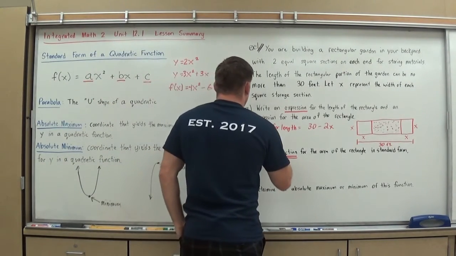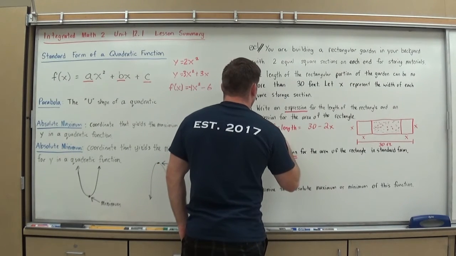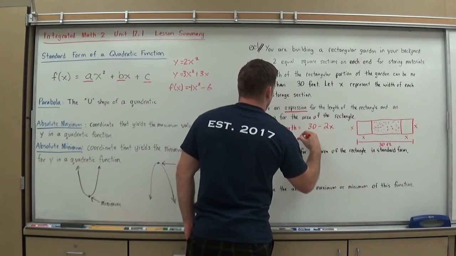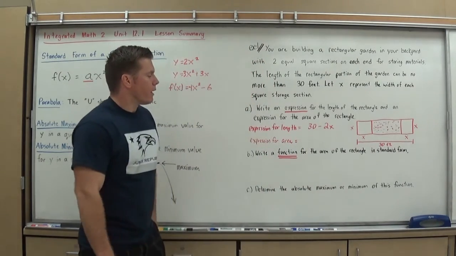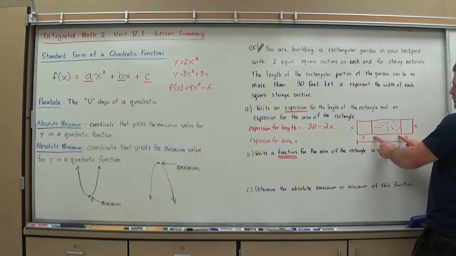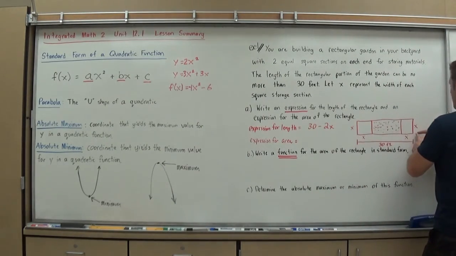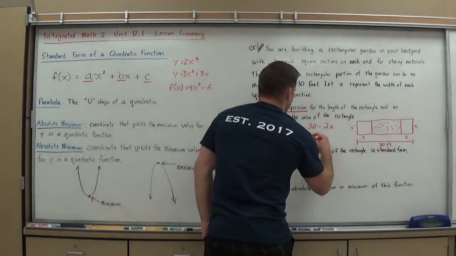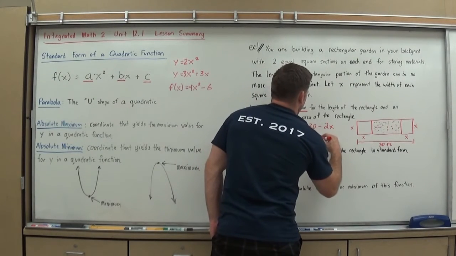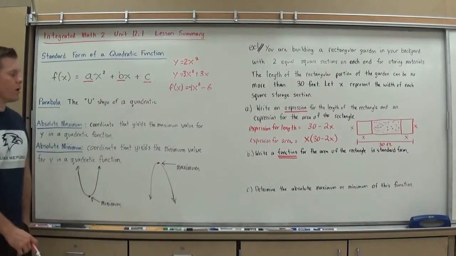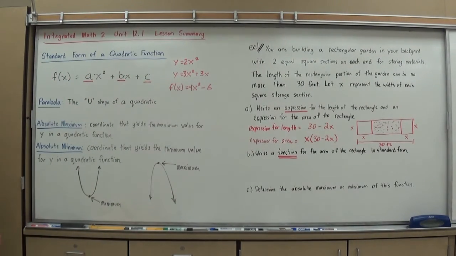Now I need an expression for the area of the rectangular garden portion. Okay, an expression for the area. Well, the area of a rectangle is base times height, or length times width. My length is 30 minus 2x. My height, no matter what, is going to be x, because if I change it here, it changes there. The height is just x. So my area would be x, the height, times 30 minus 2x. I just added the area formula. Okay? So now I've written expressions.